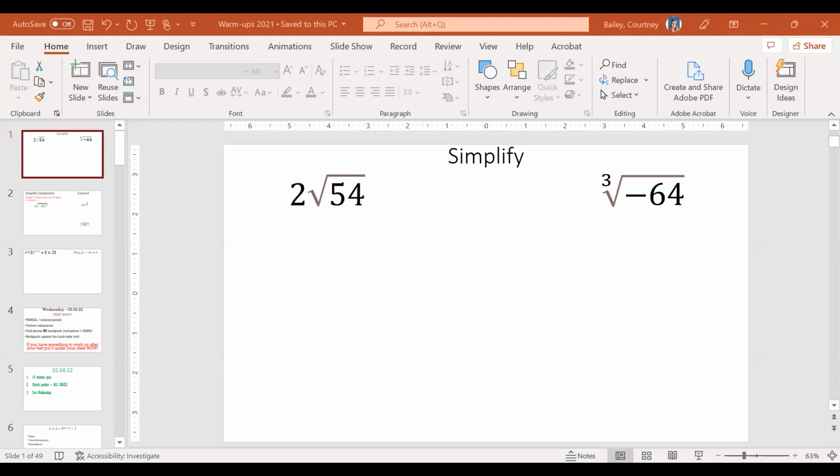The second thing we have to make sure is that we only add or subtract outside numbers.